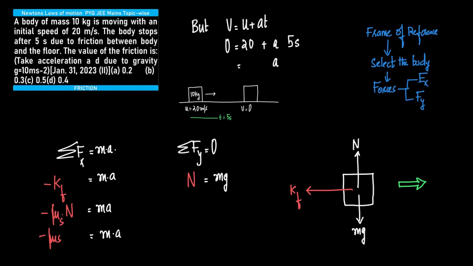A body of mass 10 kg is moving with an initial speed of 20 meters per second. The body stops after 5 seconds due to the friction between the body and the floor. Find the value of the friction. So as usual, let us try to understand what should be the flow chart here.